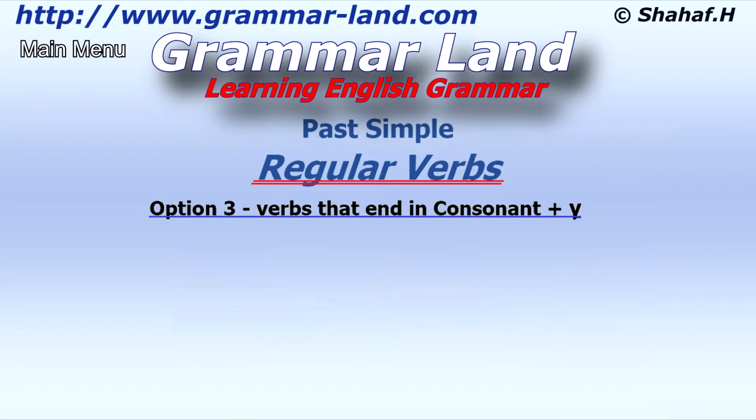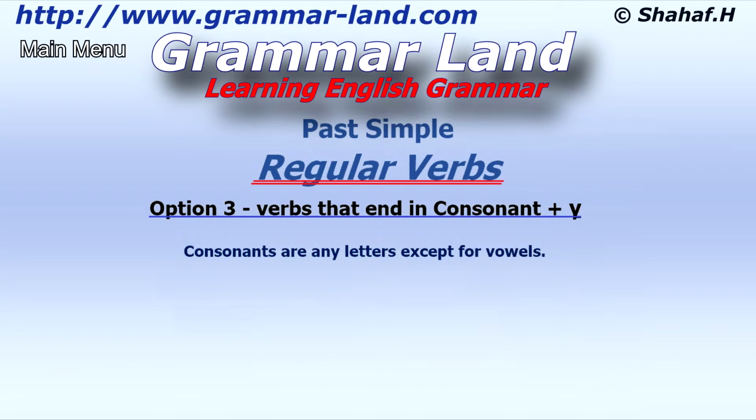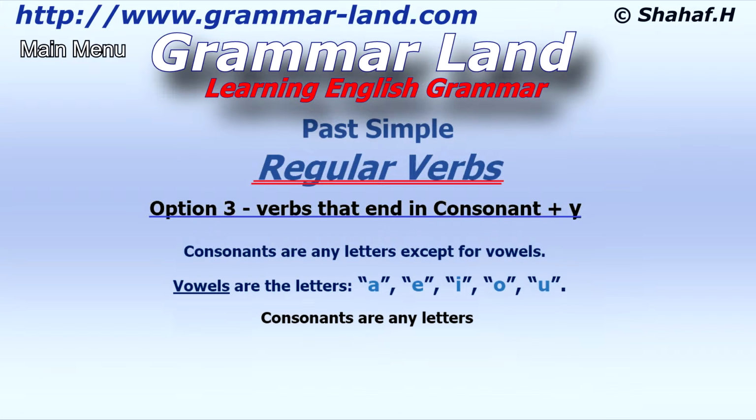The third option, verbs that end in consonant plus y. If the verb ends with a consonant plus y, we drop the y, and add ied to it. In fact, we are replacing the y with ied. Consonants are any letters, except for vowels. Vowels are the letters a, e, i, o, and u. Once again, consonants are any letters, except for a, e, i, o, and u.